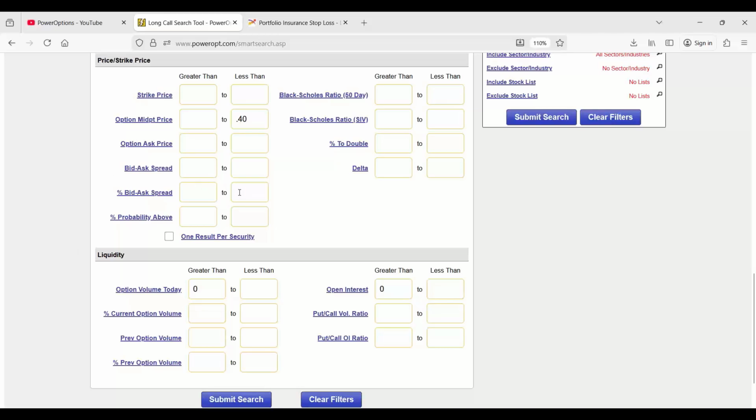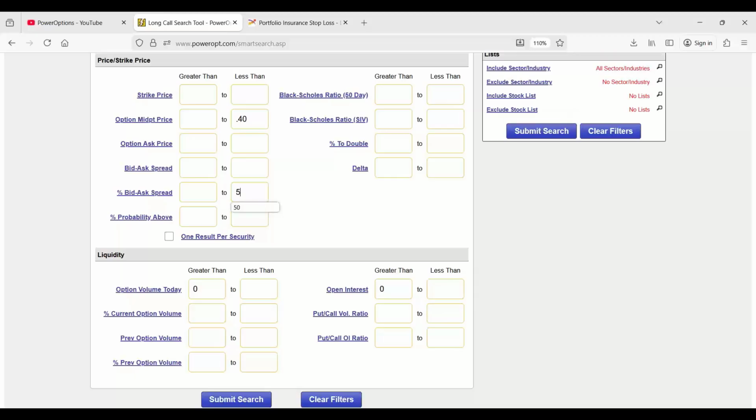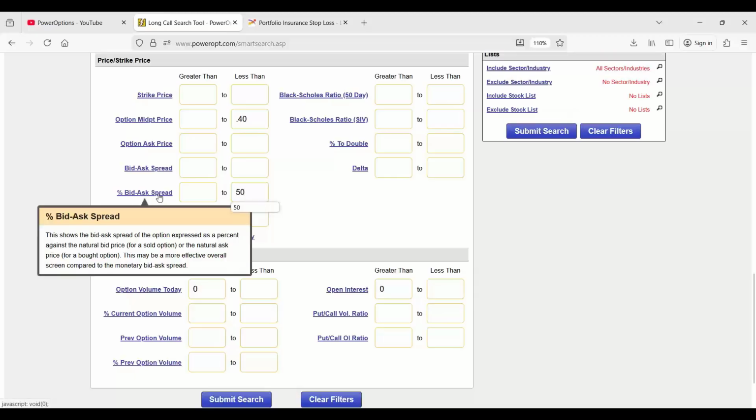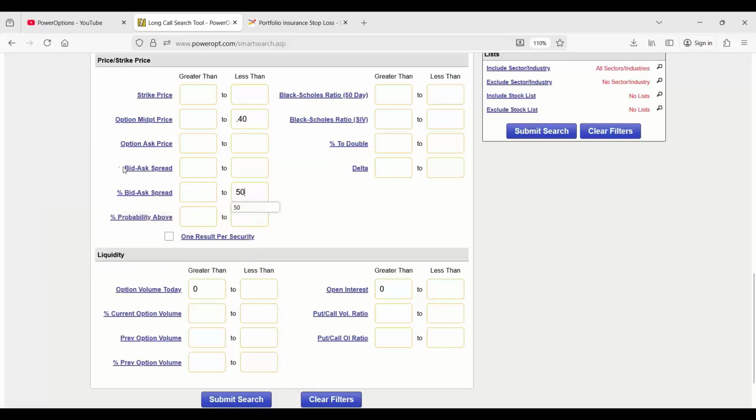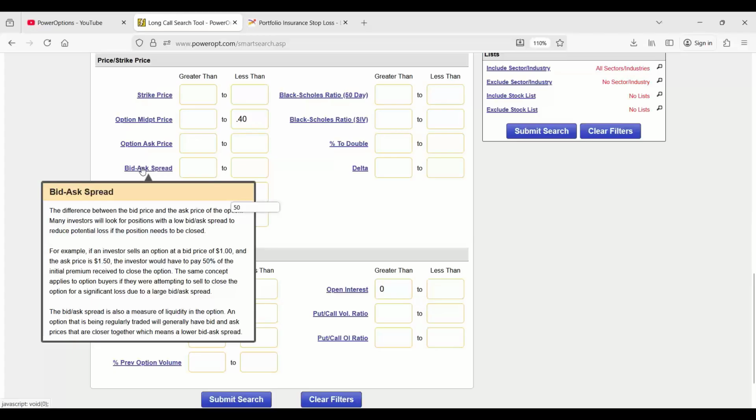Also, I don't want to get caught with something that's really low price, lightly traded, and where the bid is 5 cents and the ask is 250. I'm going to limit my percent bid-ask spread. The difference of the bid-ask spread as a percentage compared to the bid price should be less than 50%. Now, you can also do it numerically. It's hard to do it numerically because I just put in I want less than 5 cent bid-ask spread.